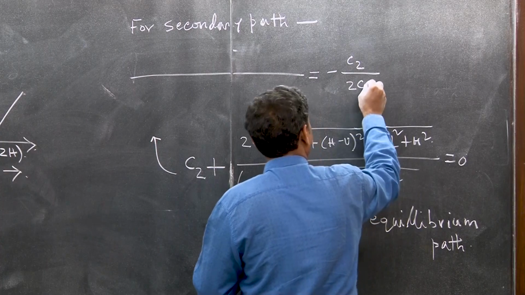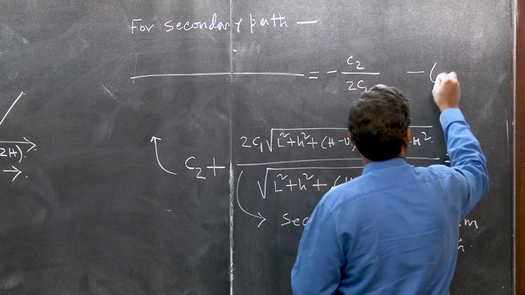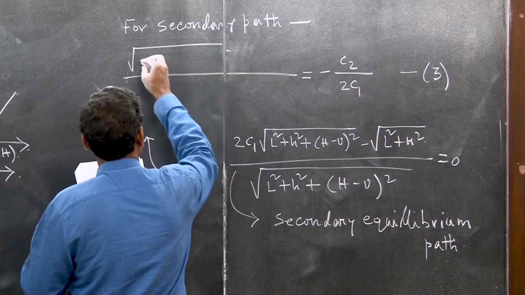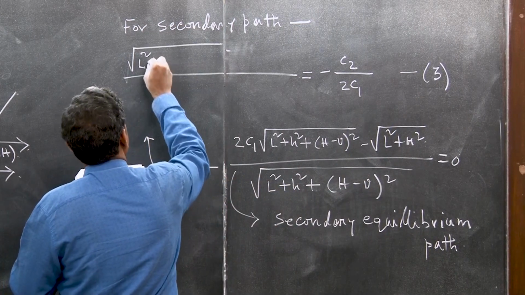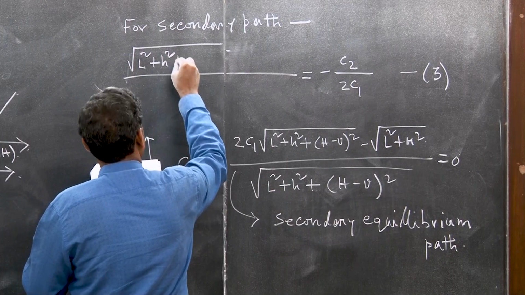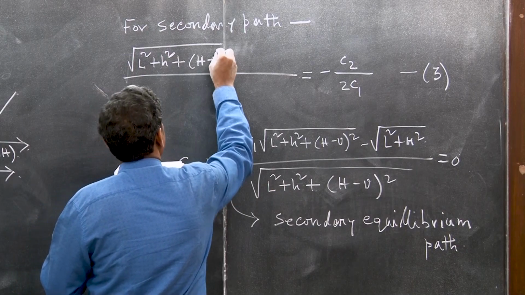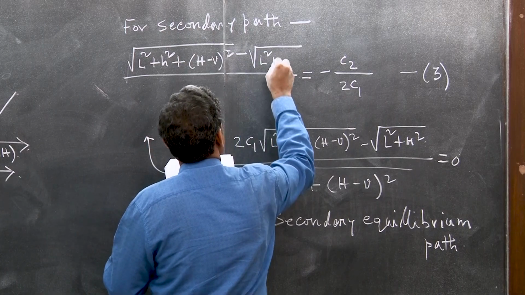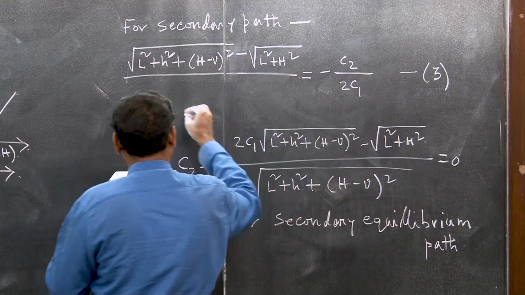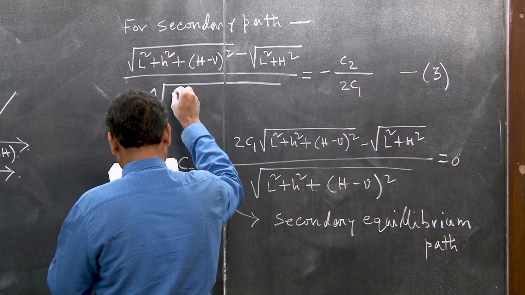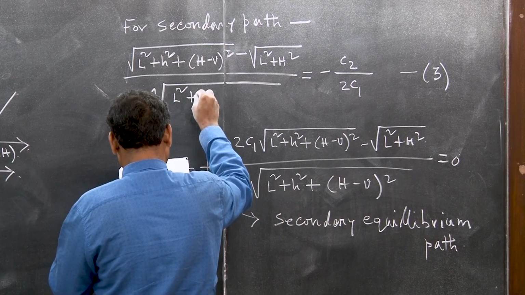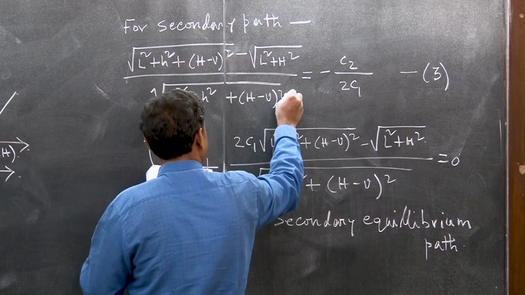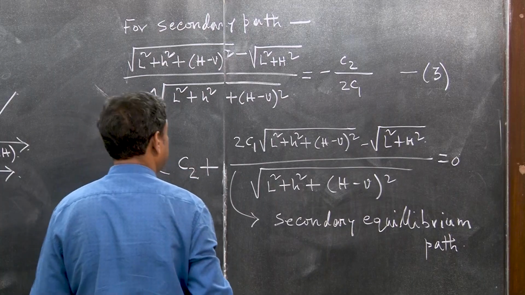It involves little manipulation, but do not worry, I am going to get equation 3. I will soon complete it. L square plus H square plus H minus V square minus root L square plus H square, and then root L square plus H square plus capital H minus small v square. Okay, this was simplified.